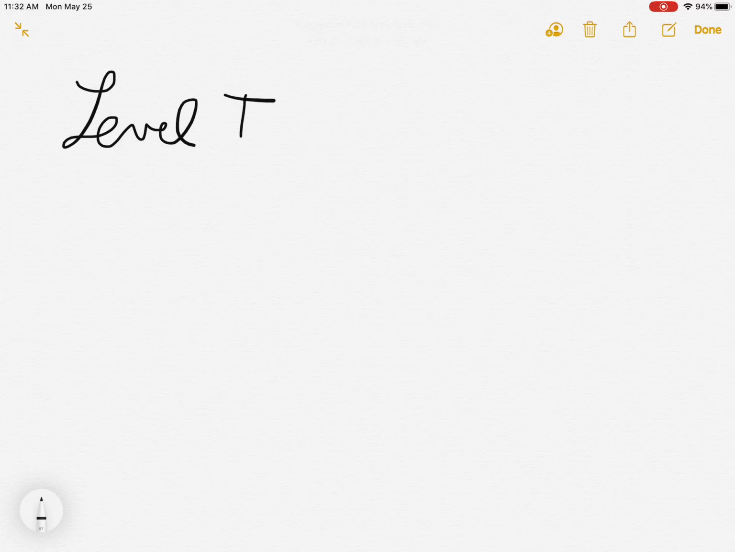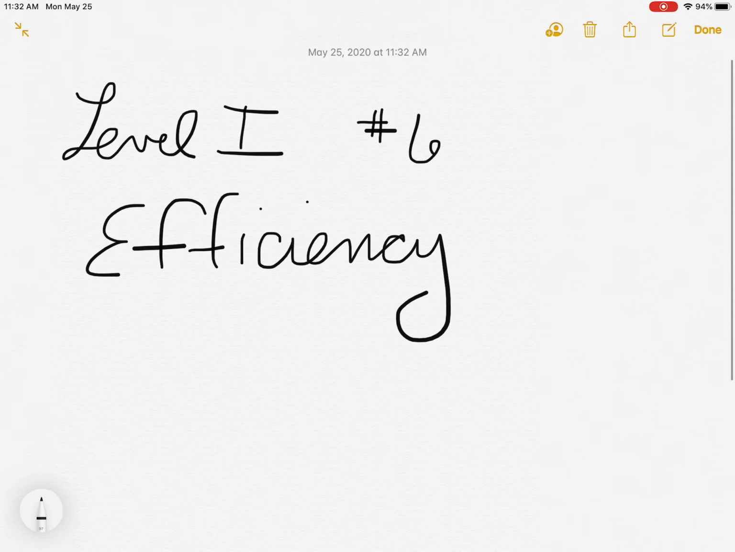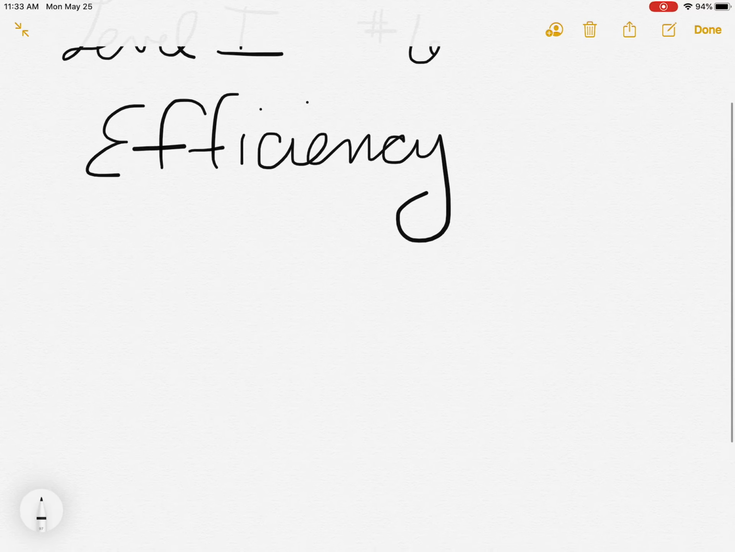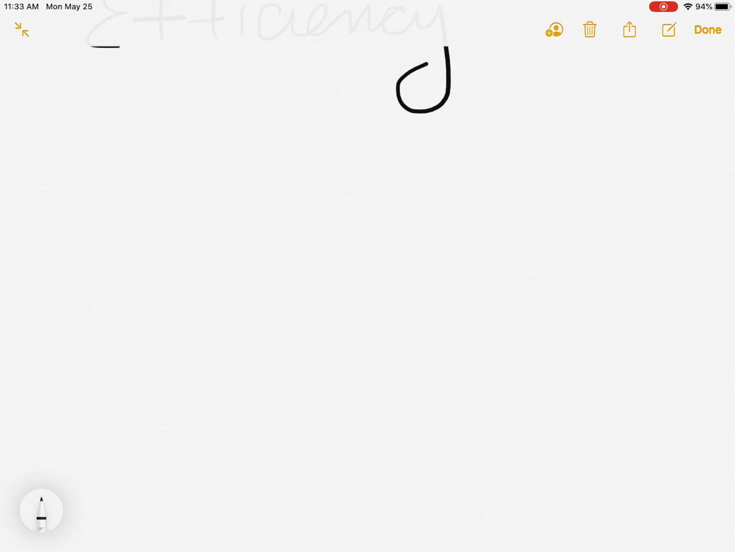All right, level 1, number 6. And of course, this is the one that deals with this idea of efficiency. So what I'm going to do is just give you a little brief rundown on what efficiency is. Maybe I'll prepare a video for the actual LMS lessons, but for today we'll just do it here. So what is efficiency? Well, in grade 9 you actually talked about efficiency when you were doing electrical energy.